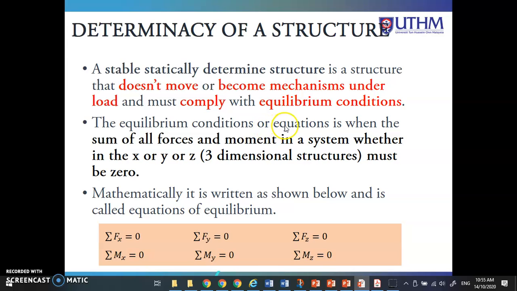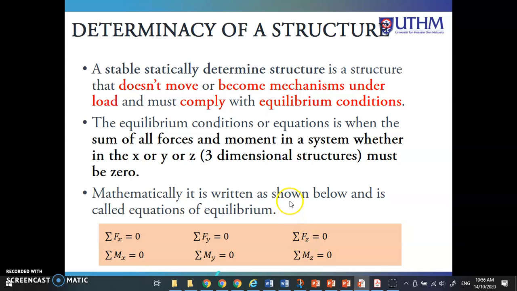The equilibrium condition or equation is when the sum of all forces and moments in a system, in x, y or z for a three-dimensional structure, must be equal to 0. So mathematically kita boleh tulis sebagai summation Fx equal to 0, summation Fy equal to 0, summation Fz equal to 0, and also summation of moment in all directions is equal to 0. So this is the equilibrium condition or equation.